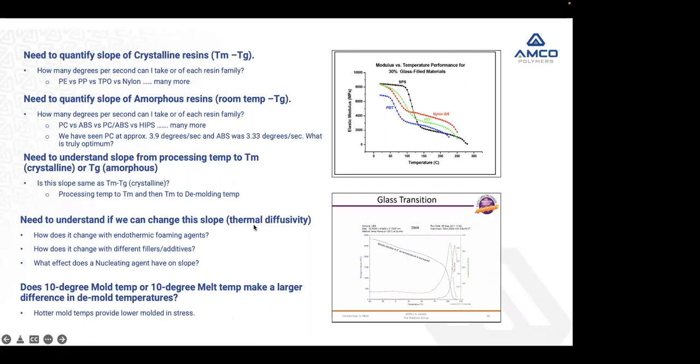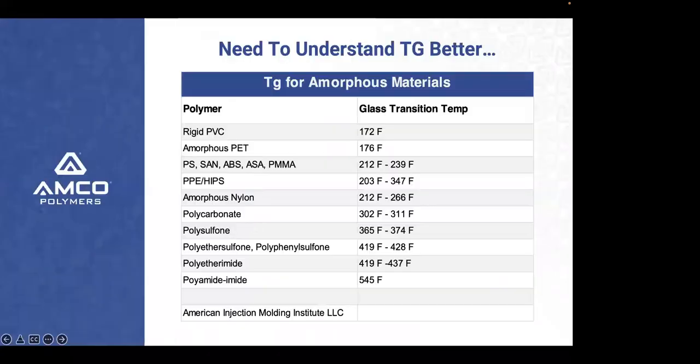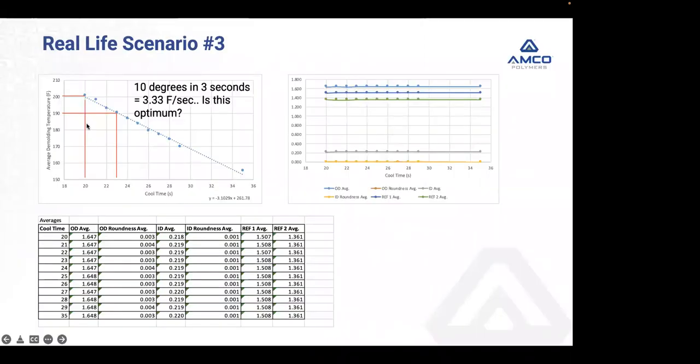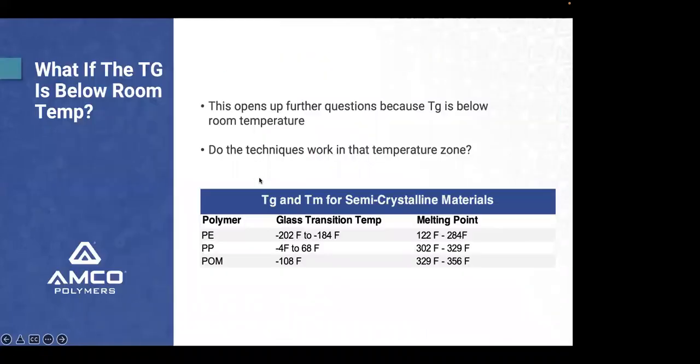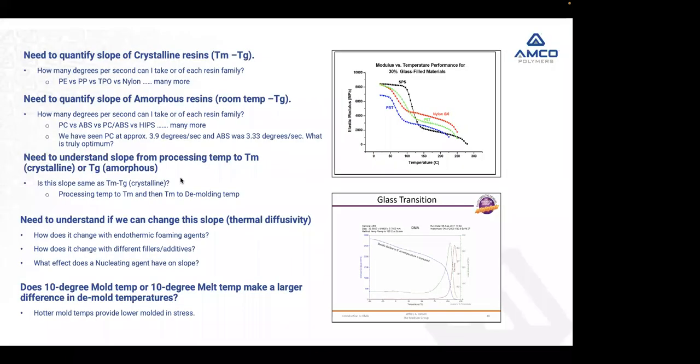So this slope that we're talking about is this slope right here. I want to know this slope of this curve. How many degrees am I pulling out per second? This slope of this curve is what I would consider to be the thermodiffusivity of the resin. Can I change this slope? Because if I'm more steep and I can pull more heat out quicker, that's going to give me faster cycle times. So what can I do?